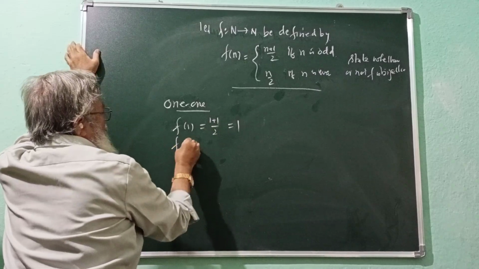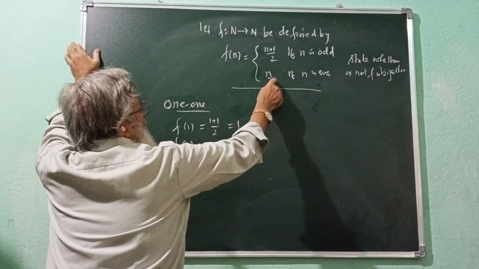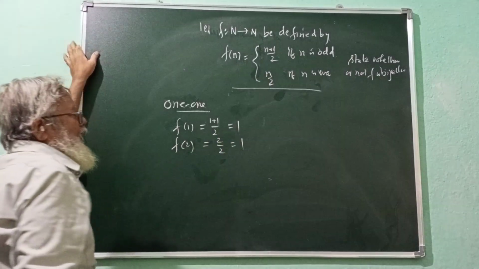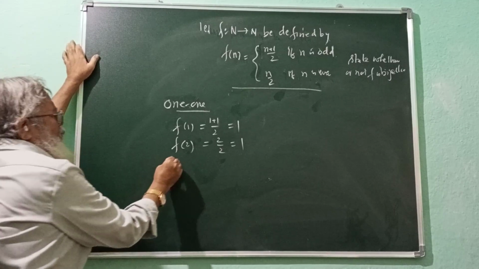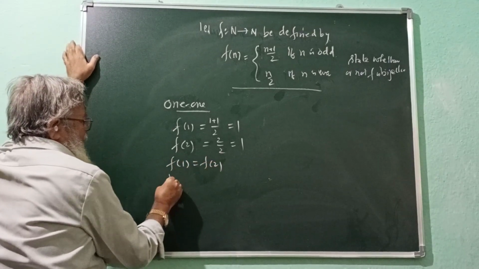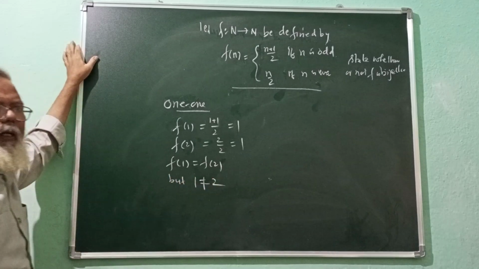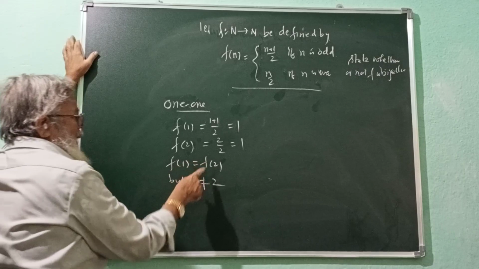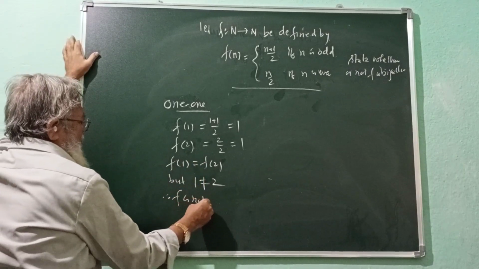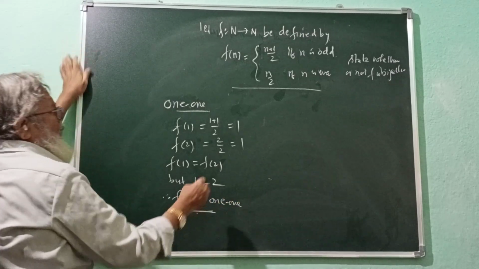Now f of 2: 2 is an even number, so we apply this condition, that is 2 by 2, which is equal to 1. You can see f of 1 is equal to f of 2, but we cannot say that 1 is equal to 2. Images are the same, but elements are not the same. Therefore, f is not one-one.